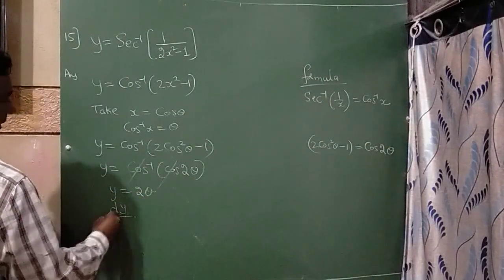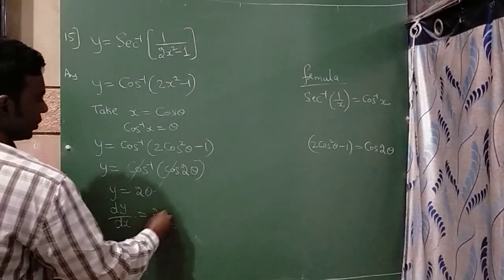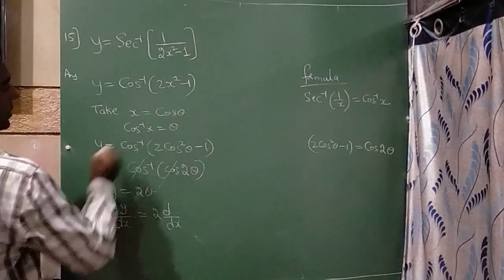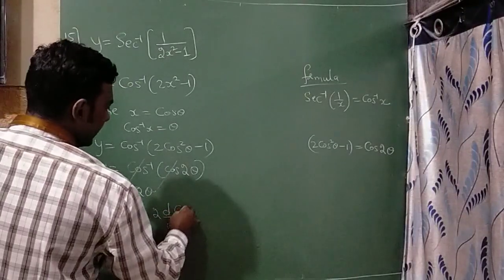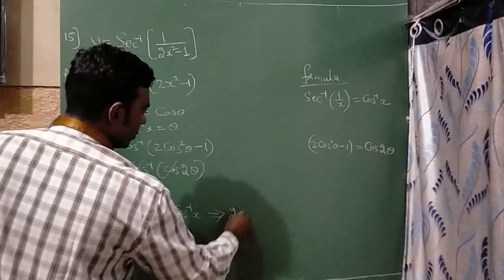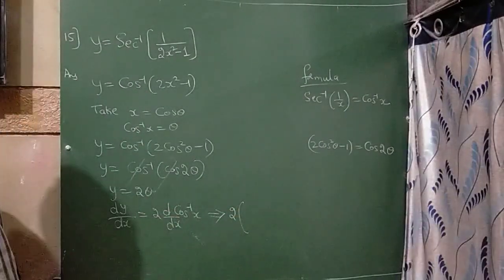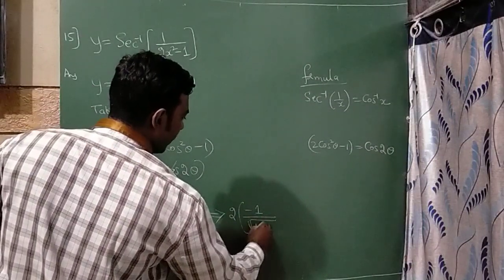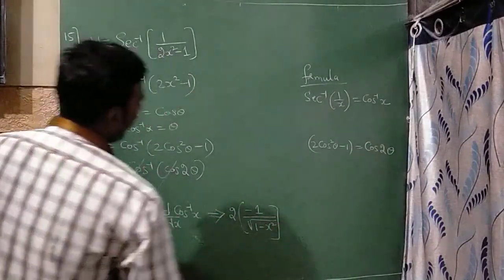Let us differentiate this. d by dx of y, 2 d by dx of, what is theta? Theta means it is cos inverse of x. So I'll write here cos inverse of x. So I can write 2 d by dx of cos inverse of x is minus 1 divided by square root of 1 minus x square.